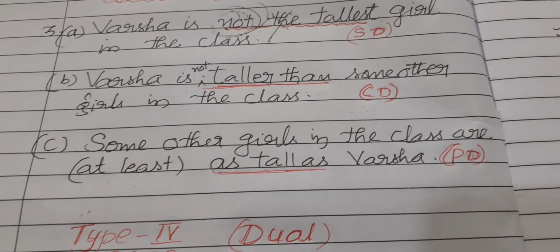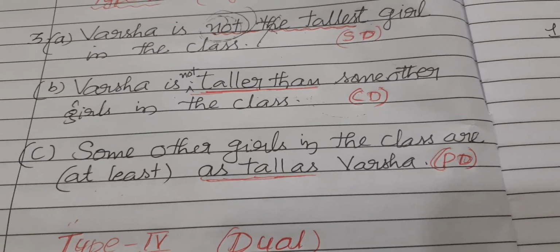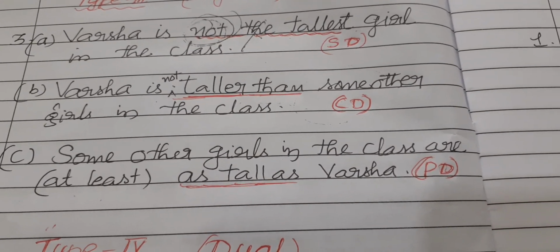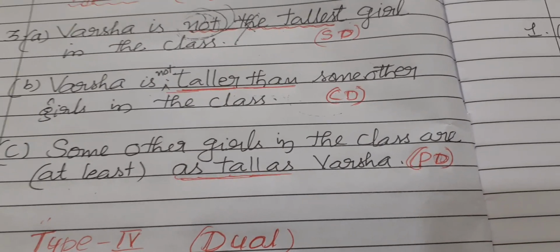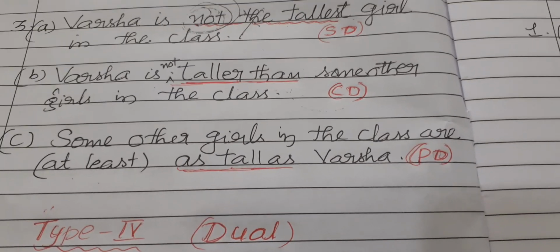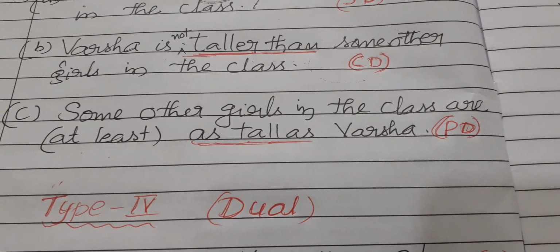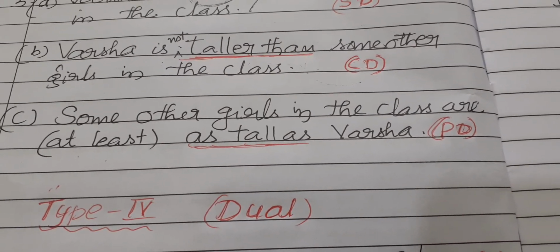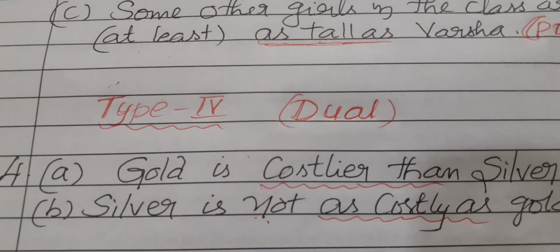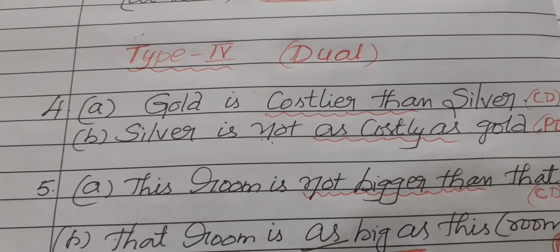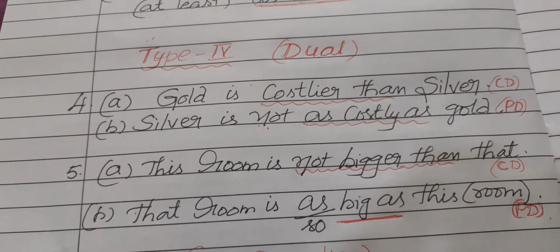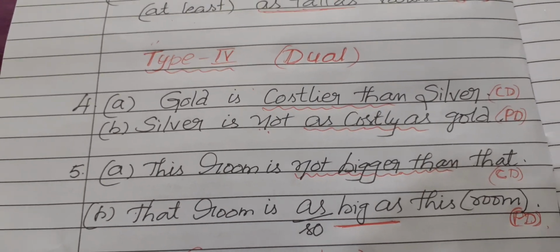Okay, so now take another example. You take another example. John Keats is not the greatest poet in English literature. John Keats is not greater than some other poets in English literature. Some other poets in English literature are at least as great as John Keats. Okay, very simple. Now come to type 4. This is very easy. This is called dual comparison. Type 1 singular comparison, type 2 plural comparison, type 3 negative comparison, type 4 is dual comparison.